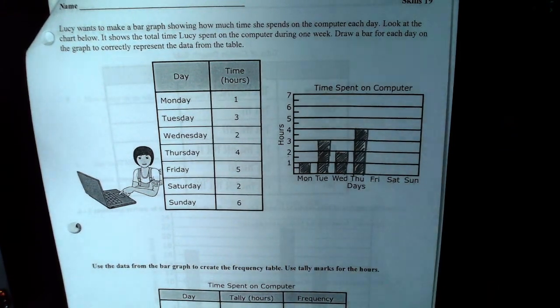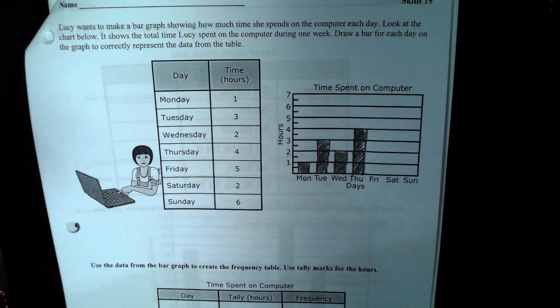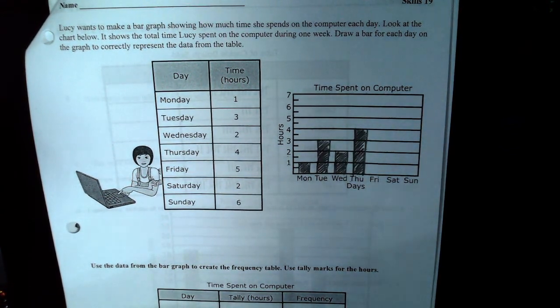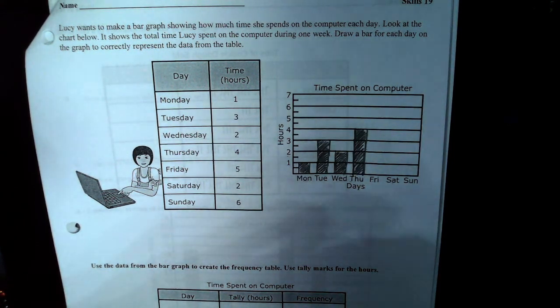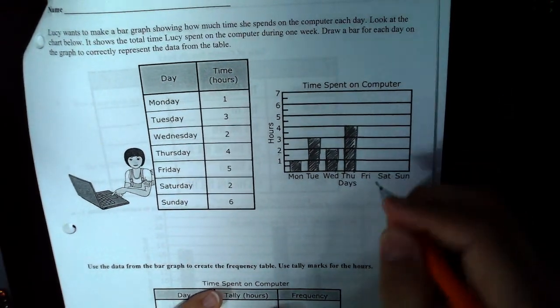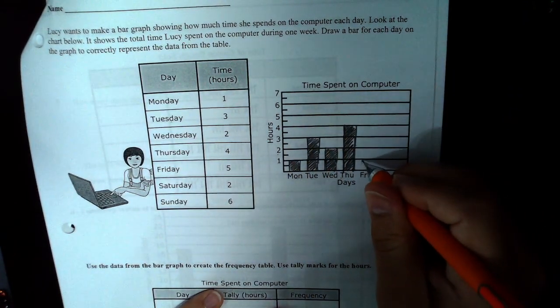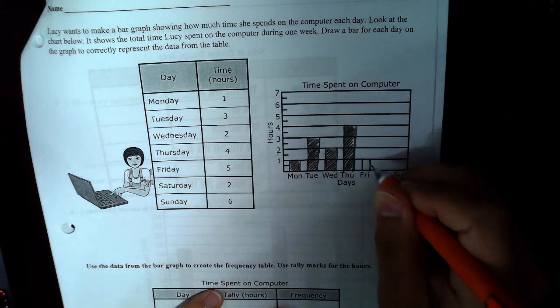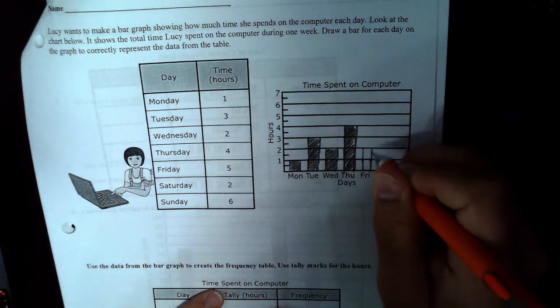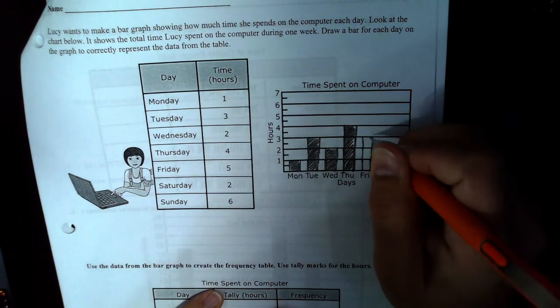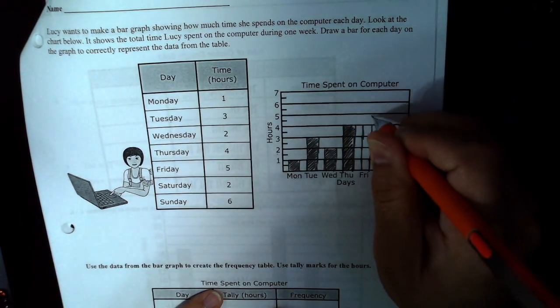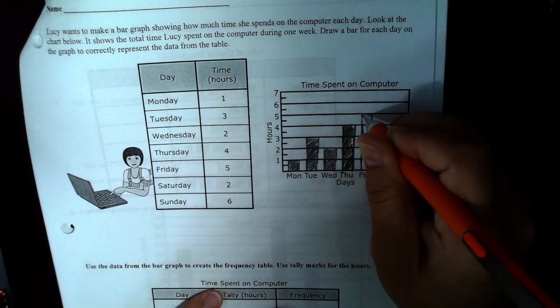For Friday, how many hours is she spending on the computer on Friday? Ezekiel? How many hours is she on the computer on Friday? 5. So I have to make my rectangle go all the way up here, my line for 5. There's 1, 2, 3, 4, 5.